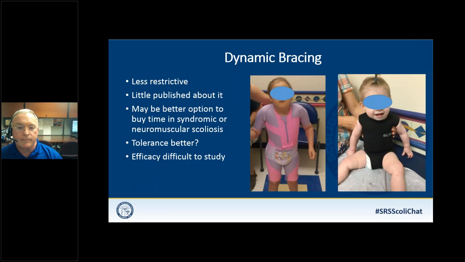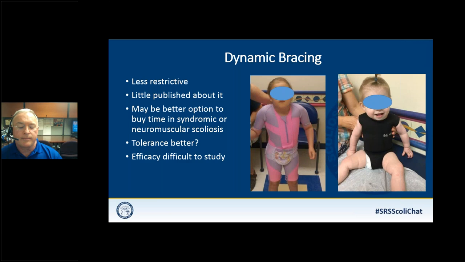Other less restrictive forms of bracing are now available, including the dynamic movement orthosis. And of course, the physical therapists for some time have been using a form of flexible trunk support called the Bennett brace. There's not a lot published about it at this point, and it may be more suitable for some of the syndromal or neuromuscular patients who seem to respond to the intimate fit of a more dynamic brace rather than a stiff brace. Is tolerance better? That is yet to be shown. And the efficacy, once again, is difficult to study.